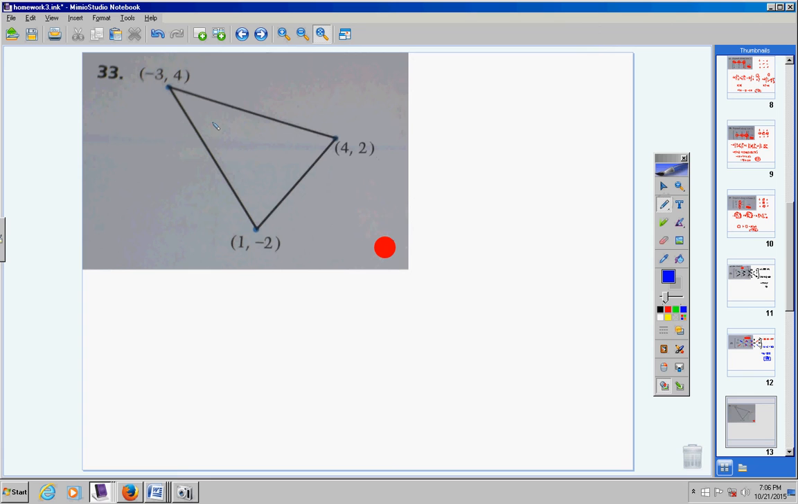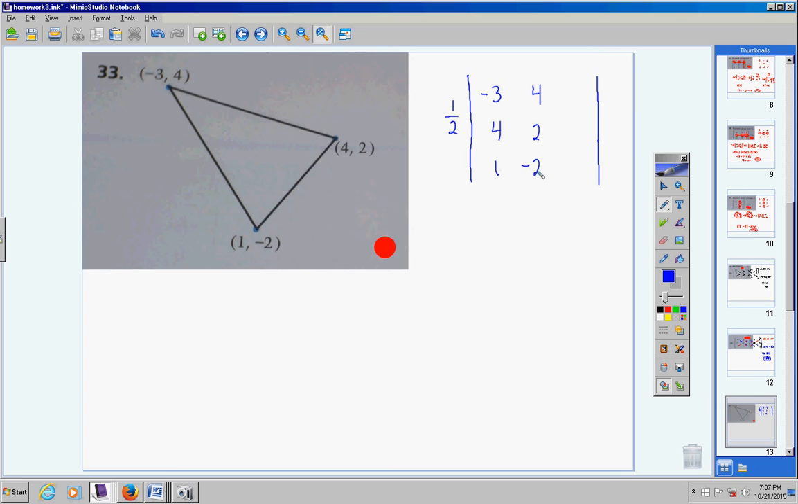Okay, now, let's go ahead and find the area of this triangle using matrices. So we're going to put a 1/2 outside of the matrix. And we're going to put our bars here, okay? And we put our ordered pair. It doesn't matter. It does not matter which ordered pair you put first. I'm going to put negative 3, 4, and then 4, 2, and then 1, negative 2.